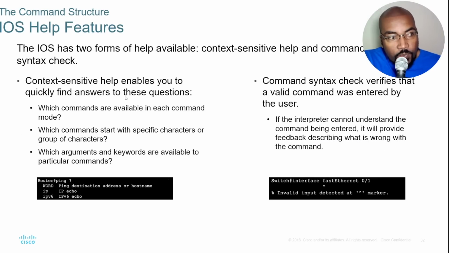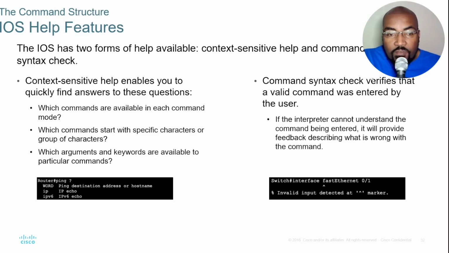IOS help features. The IOS has two forms of help available: context-sensitive help and command syntax checker. Context-sensitive help enables you to quickly find answers to the questions: which commands are available from each command mode, which commands start with specific characters or a group of characters, which arguments and keywords are available to particular commands. As you can see here, there's an example. Take note of this example. They're running this in privilege exec mode, right, because of the hashtag.